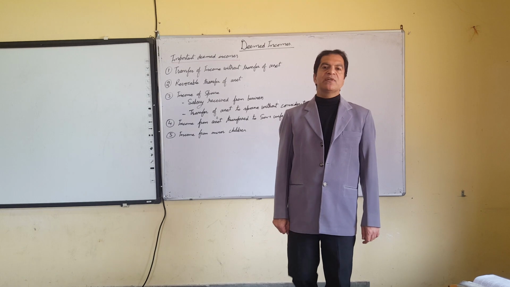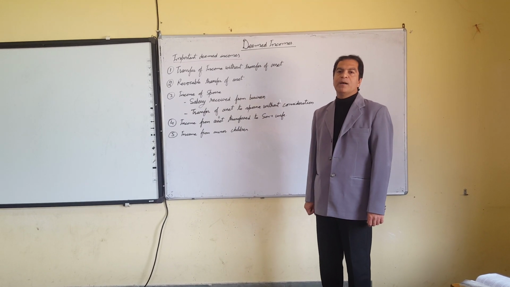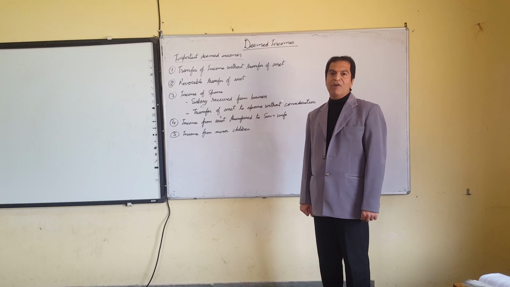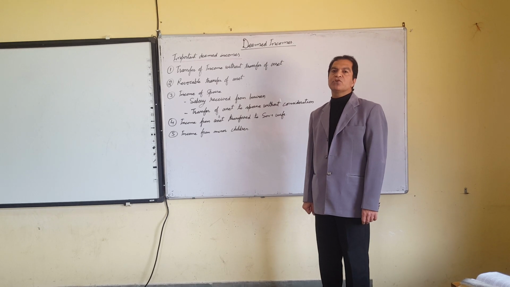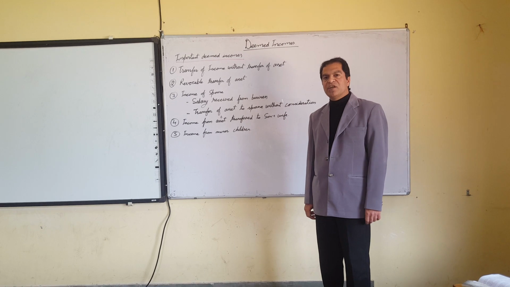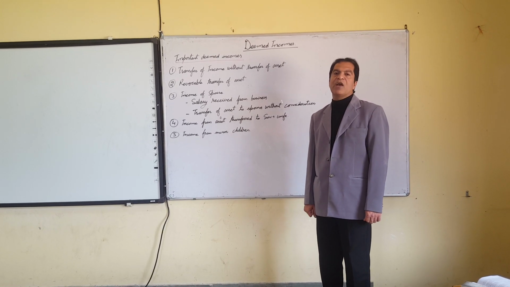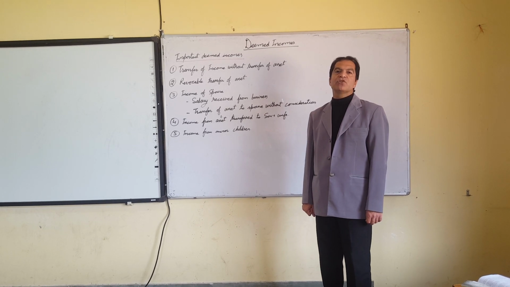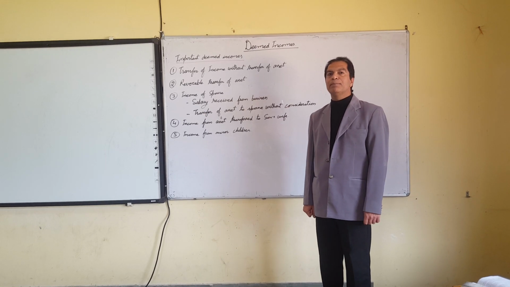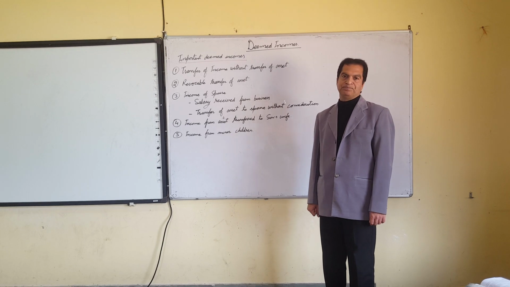Our today's topic is deemed incomes. Provisions related to deemed incomes are explained in Income Tax Act 1961. Our taxation system is based on progressive taxation system. Progressive taxation means the assessee who earns less is required to pay tax on the basis of lower rates, as well as assessees earning more are required to pay tax on the higher rates of tax.